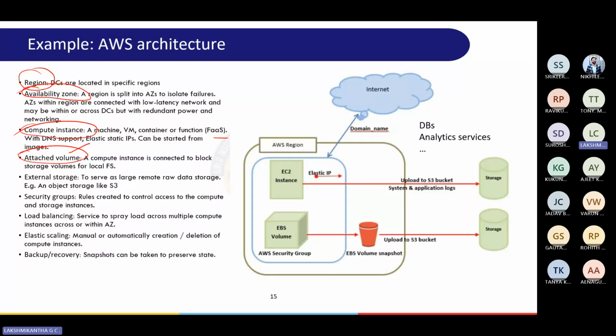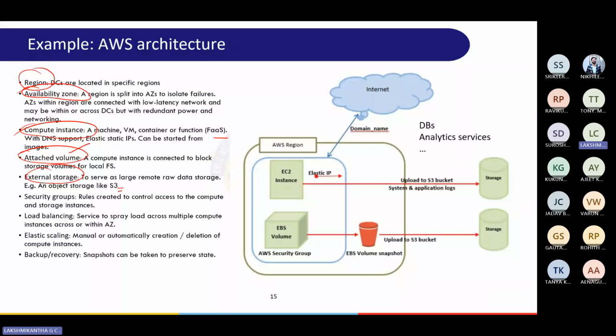And next one, we have external storage. This is large remote raw data storage like S3. The best example for this is S3. So remember the NASDAQ example. There we are going to use petabytes of data, live and decoupled from the compute. Everything we are going to store inside the external storage.